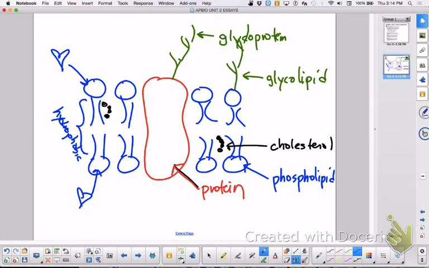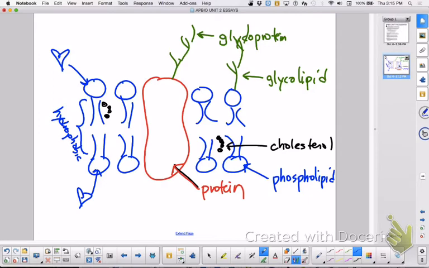Proteins, we talked about several different roles for proteins. They could be used as what? Channels. They could be used as carriers. They could be used as enzymes. They could be used as what? Cell recognition. What else? The receptors. They could be used as receptors. So you want to make sure that you can talk about the different roles of each of those structures.